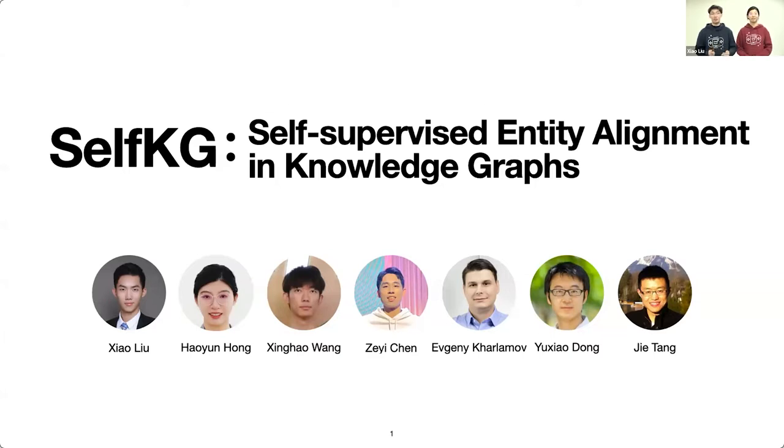Today, we will introduce an algorithm for aligning knowledge graph entities without any label, which has seldom been studied in the past.